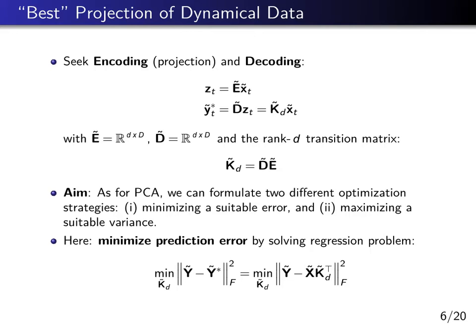Now we are looking for an encoding E and a decoding D. The encoding goes from the original full dimensional space to a latent space, and the decoding goes from the latent space, a lower dimensional space, back to the full dimensional space. And we want to find this decoder and encoder such that the prediction error is minimized. So the error of taking data point xt, mapping it to latent space, going back to original space and comparing with the original yt, the original time-lagged data point. We want to minimize that.